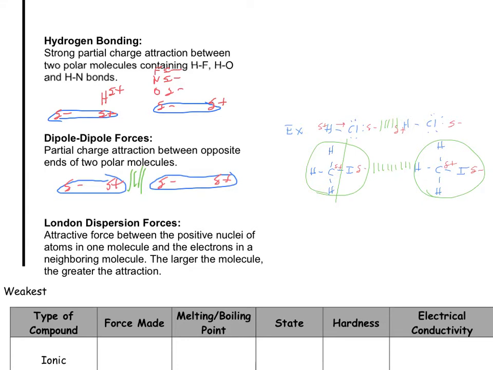HF, HN, and HO are the most polar bonds that are possible because they have the greatest electronegativity difference without becoming an ionic bond. Hydrogen bonding is found in nature quite prevalently, and it's very important. It's what makes water a liquid at room temperature. It holds two strands of DNA together, so it's given its own special classification.